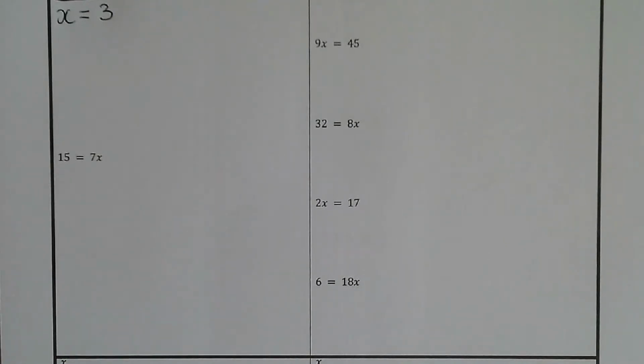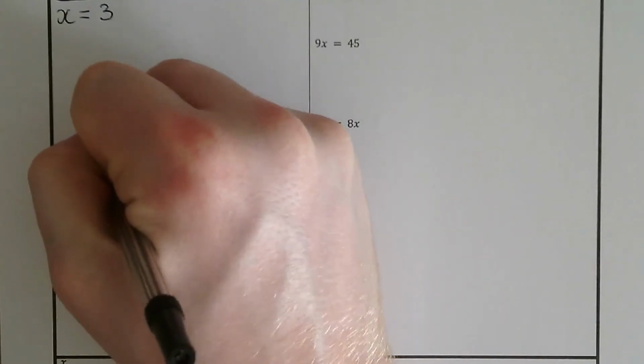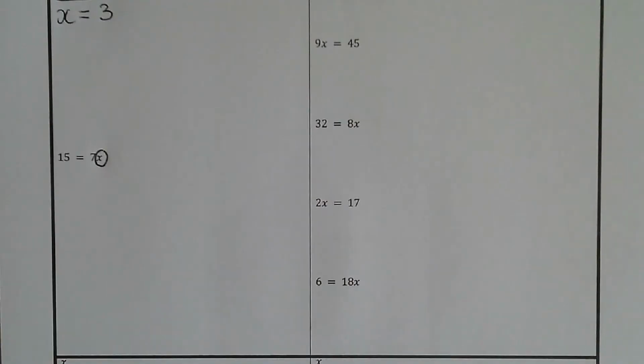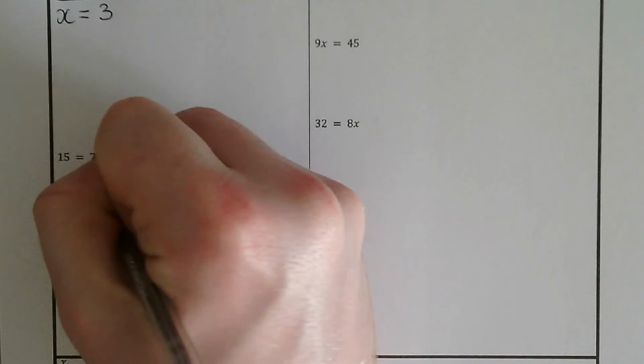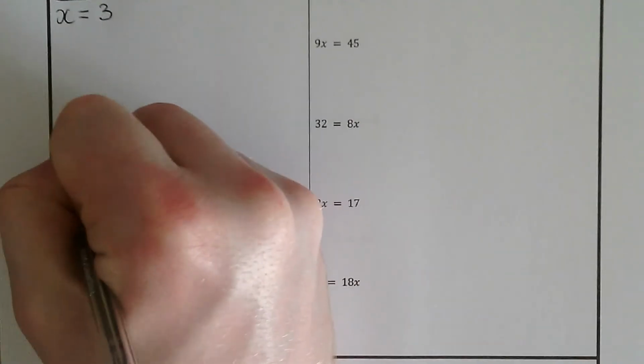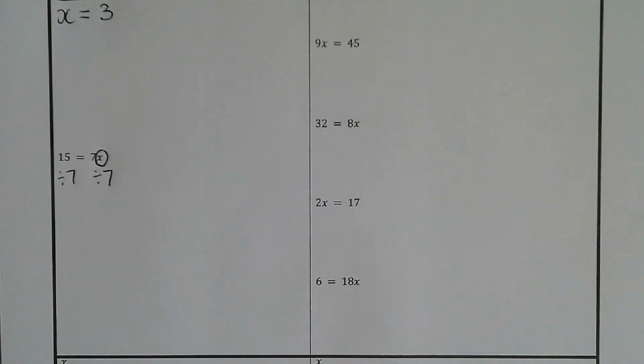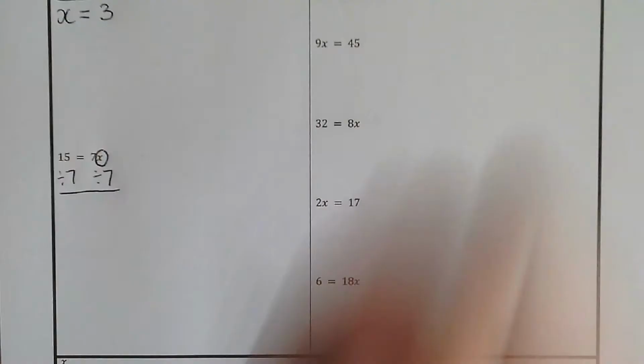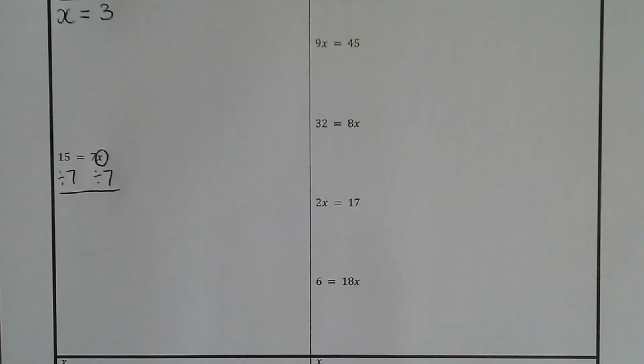On to the next example, we have 15 equals 7x, and the method here is going to be exactly the same. I need to isolate x away from the 7 that's in front of it. So, to undo this multiply by 7 effect on the x, we need to do the opposite operation, which is dividing by 7. We draw a line underneath.